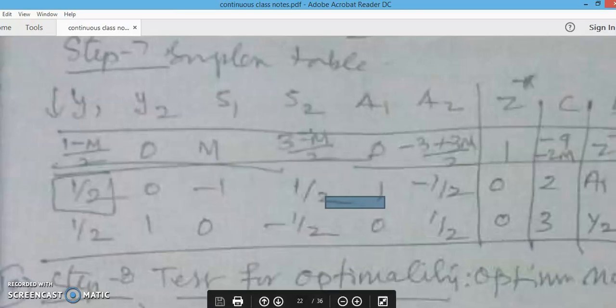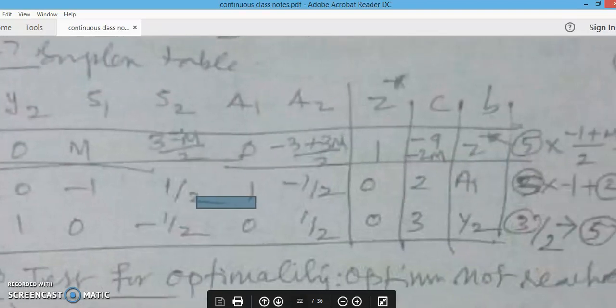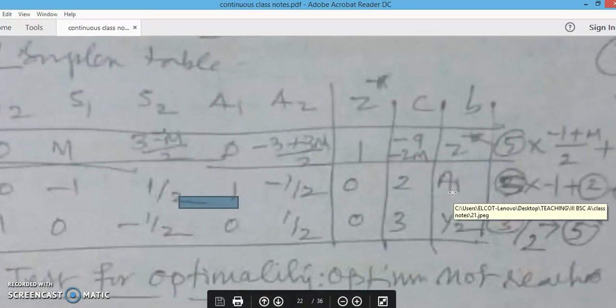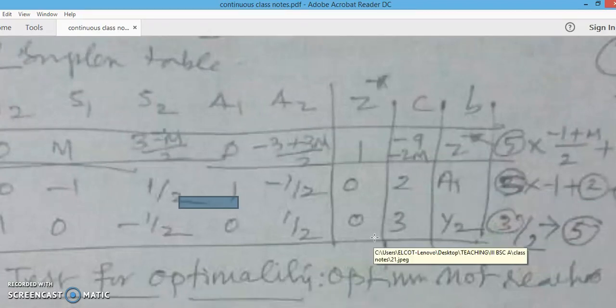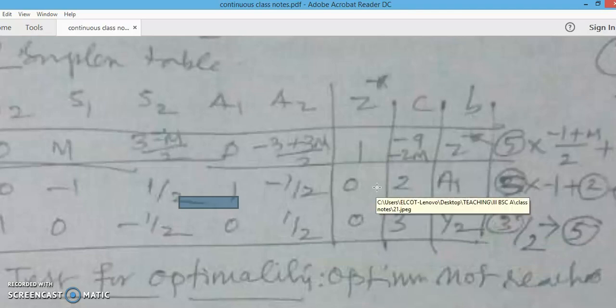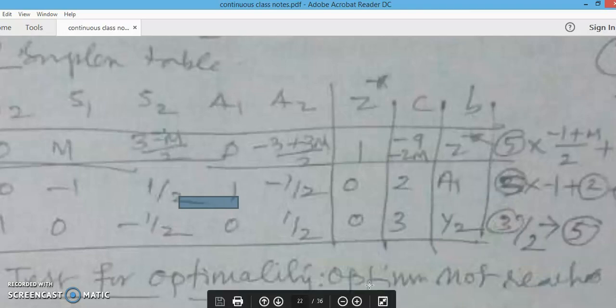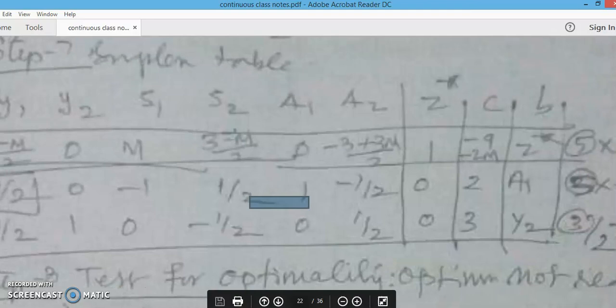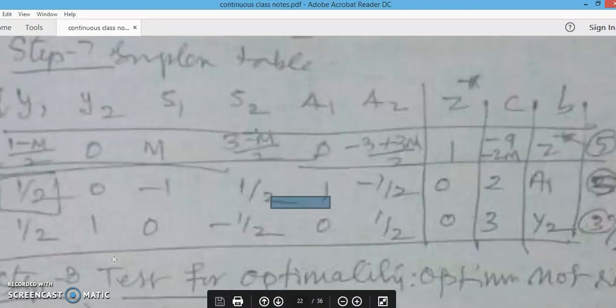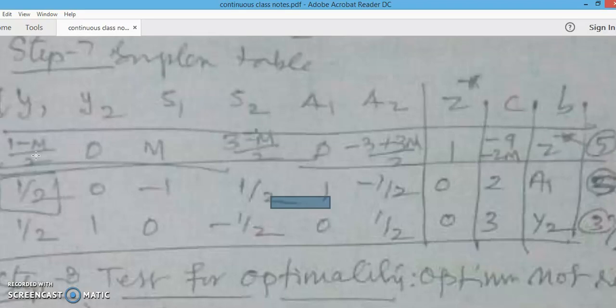Okay, so now what you see, the basic variable a1 is equal to 2 and y2 is equal to 3. These are the basic variables we have because they are in canonical form. See there, a1 is in canonical form, and similarly here y2 is in canonical form. We have written here. Okay, now optimality test here again. Optimum is not reached because the maximum here minus number comes.